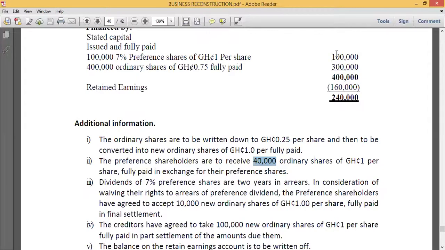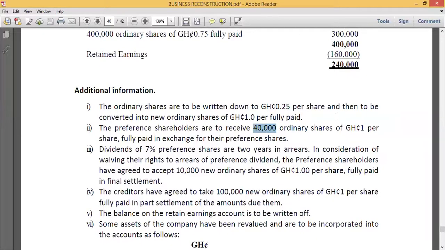So it means that the business will save 60,000 Ghana cedis if they do this. Again, it will go to the credit side of the company. Good. And then you add 40,000 to the ordinary share capital account. So that note is cleared. Agreed. Good. Now let's move on.